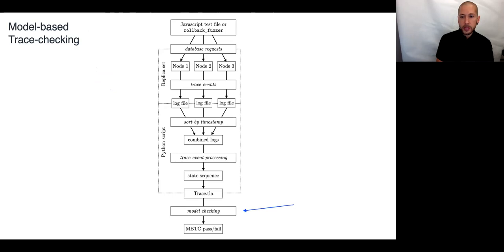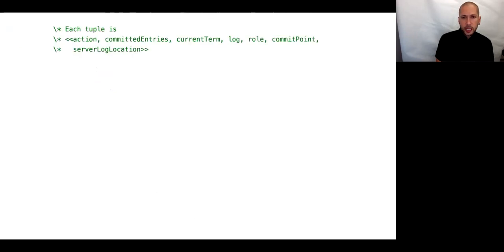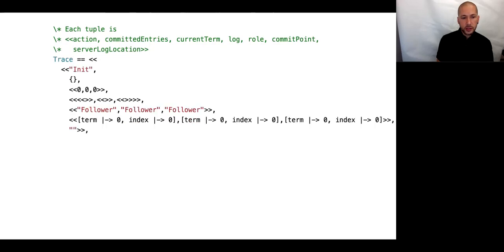The other one is how we use the model checker to check that this was a permitted state sequence. We're following a process here that was proposed by Ron Pressler. So we output the state sequence as a series of TLA+ tuples, where each tuple contains the action that led to this state, the value of all of the state variables, and also the server log source of this trace event.